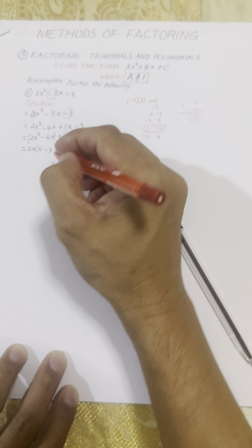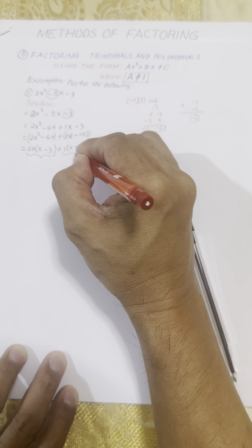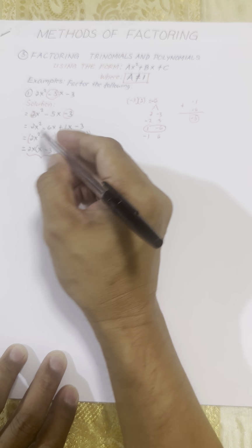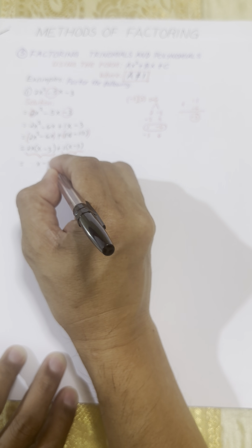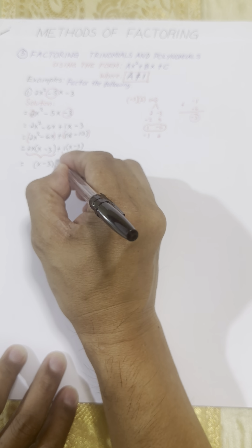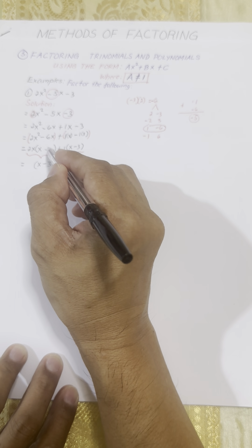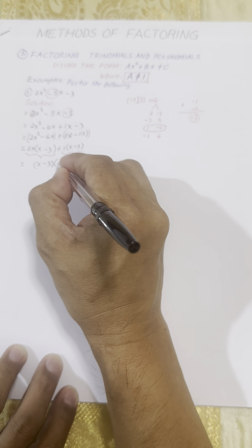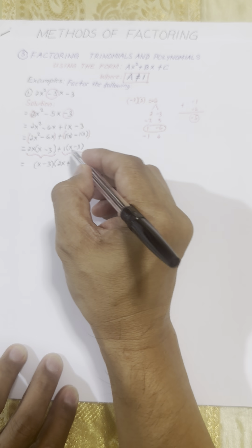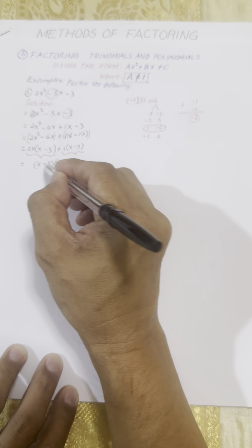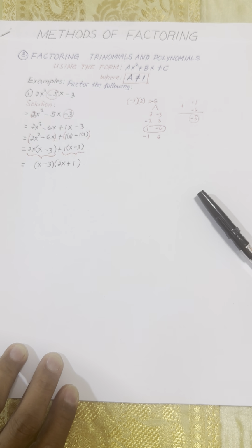And then we have formed here new groups. This is one group, this is another group. And if you look at the groupings, we have a common factor in each group. We have x minus 3 common in both groups. So factor that out, make a parenthesis. Then the first group divided by x minus 3, what is left is 2x. And then you have plus the second group divided by x minus 3, what is left is 1. So these are the factors.